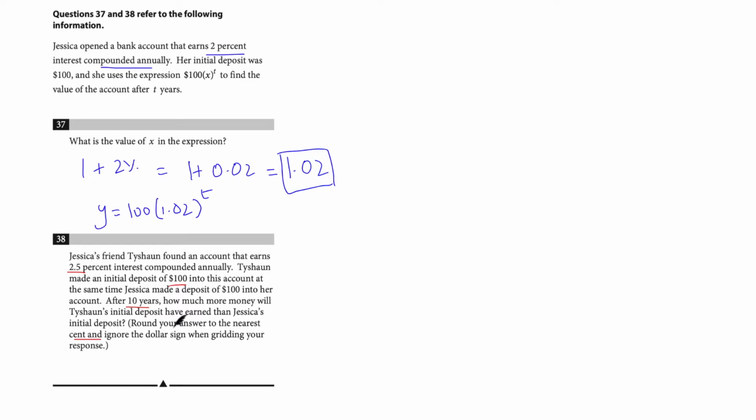So now we need equations. So basically, Jessica's amount will be y equals 100 into 1.02 raised to power t.